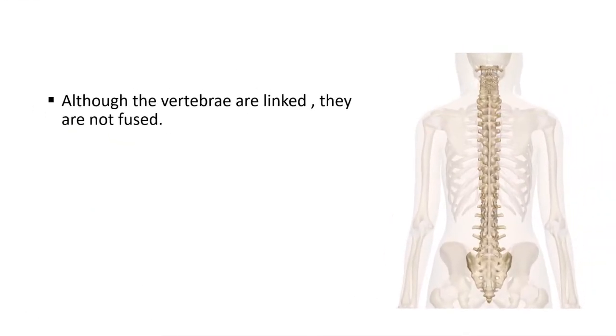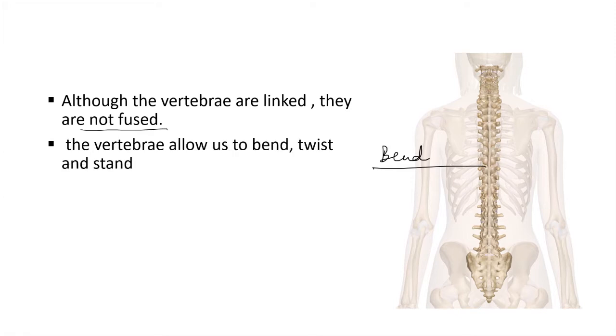Although the vertebrae are linked, they are not fused. The vertebrae allow us to bend, twist and stand upright. It also protects the important blood vessels and the delicate spinal cord, which is a bundle of nerves.